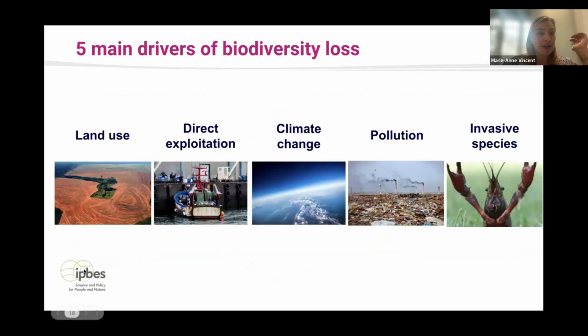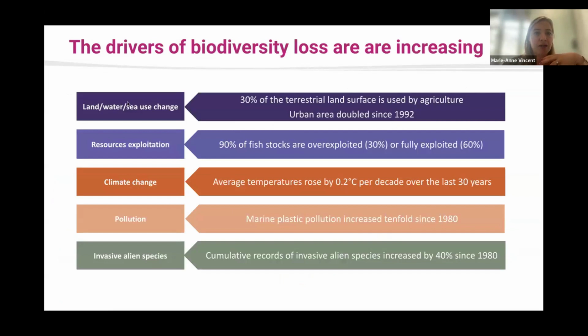The IPBES in 2019 started to explain how to measure the impact on biodiversity, and how to grasp these impacts is through 5 main drivers. It's land use, direct exploitation, climate change, pollution, and invasive species. And that's how we now assess biodiversity, through these 5 main drivers, and that's how we implement action plans for each of them.